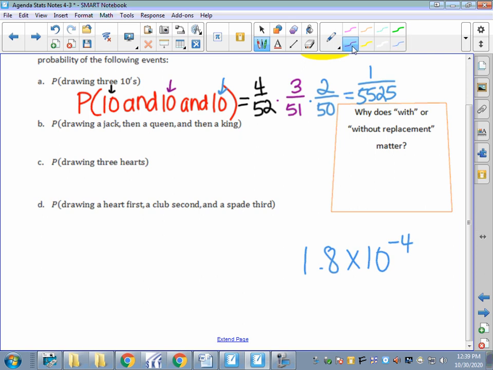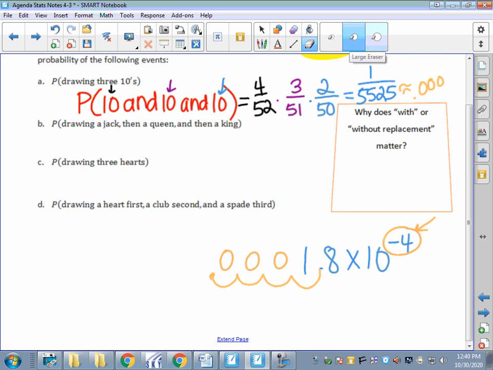Do you understand how scientific notation works? This negative 4 tells you how many decimal places we're moving left because it's negative. So 1, 2, 3, 4. I'm going to put zeros in place of that. So I could say that that's about 0.00018 or 0.0002. I'll make it a 1/8.